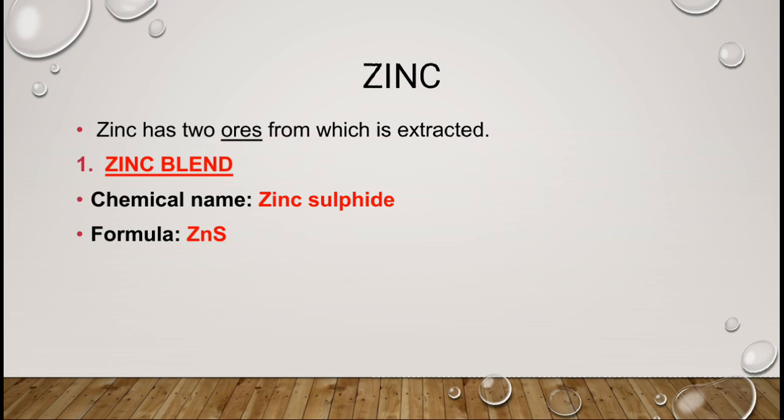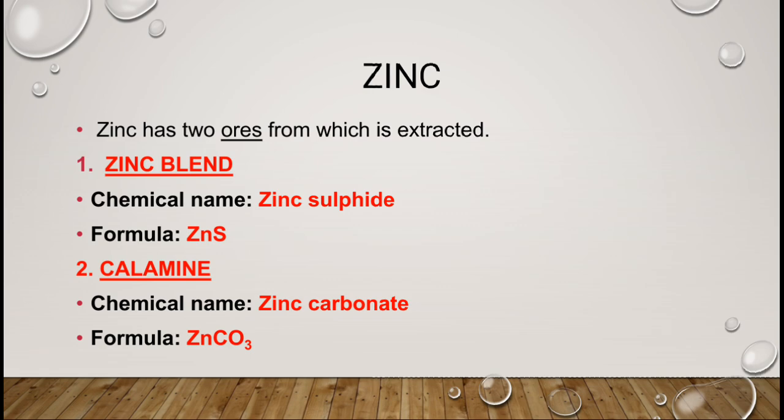Zinc sulfide. Right? The second ore is what we call calamine. Right? The second ore is calamine. And the chemical name for calamine is zinc carbonate. Zinc carbonate. And the formula is ZnCO3. Right? ZnCO3. Make sure that you are copying this note.